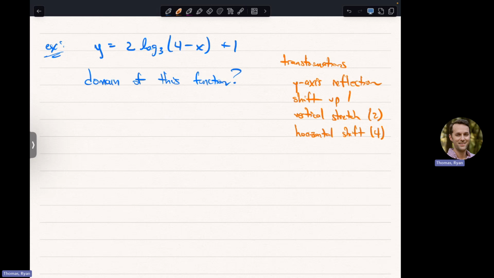So anyway, which of those affect the domain? Those two are relevant. Those two don't have anything to do with the domain, right? It's a vertical stretch. It's a shift up one. Those don't impact the domain then. So how can we figure out the domain for this function?